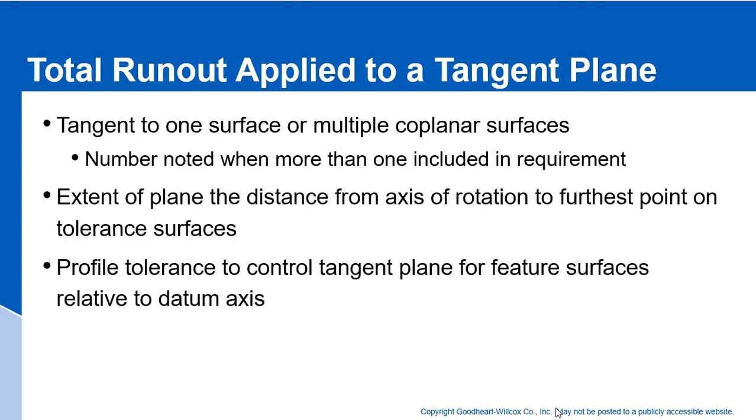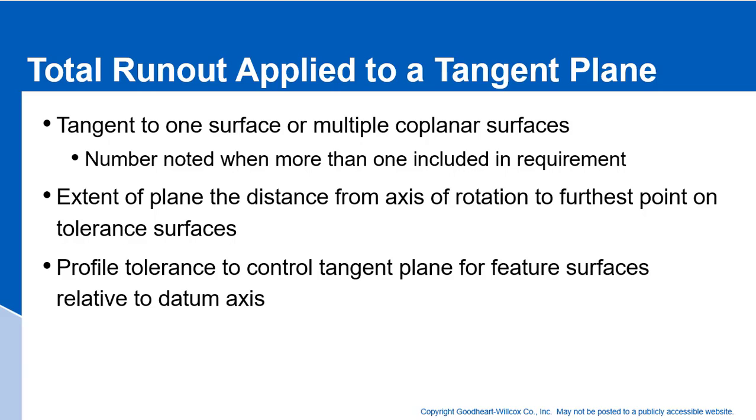Okay, you can apply total runout to a tangent plane, tangent to one surface or multiple coplanar surfaces. The number is noted when more than one surface is in the requirement, and the extent of the distance from the axis of rotation to the furthest point on the tolerance surfaces, and then make sure the profile tolerance to control the tangent plane for all features is relative to the datum axis.